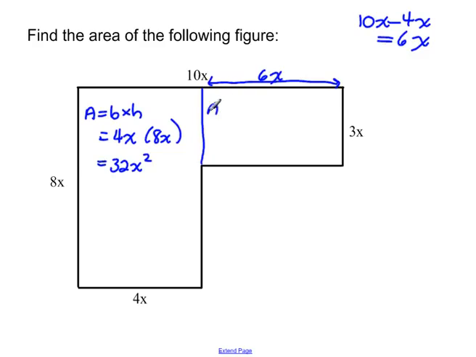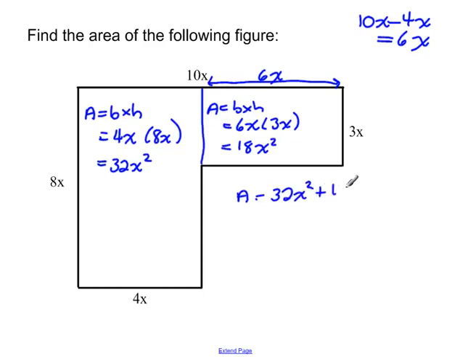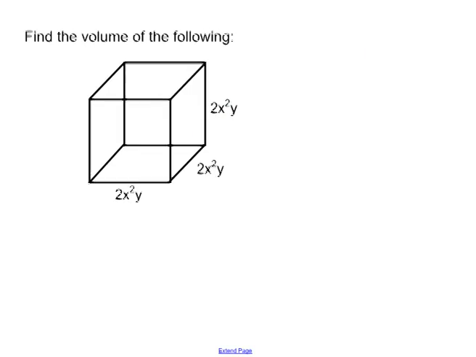And then we're going to just do the same thing, find the area of that rectangle. So 6x times 3x is 18x squared. And then all we're going to do to get the total area is add the two pieces together. 32x squared plus 18x squared. And because these are like terms, we can add them and we'll get 50x squared. And that's the area of that particular shape.